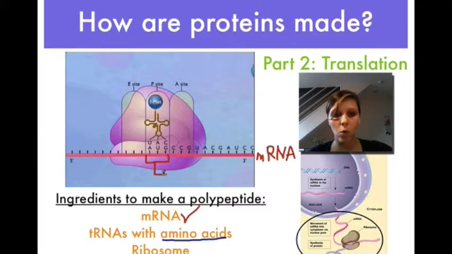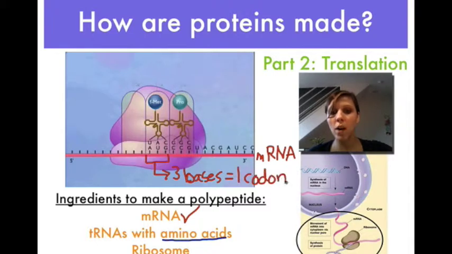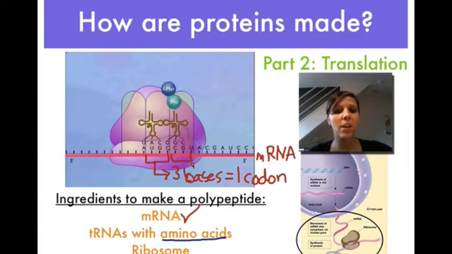triplets, or in other words, three bases, let's call them bases, equals one codon. So a codon is going to attract a certain tRNA molecule, and that tRNA molecule is going to put an amino acid in place in the sequence of our polypeptide. The next codon is going to attract a different tRNA molecule and bring a different amino acid.